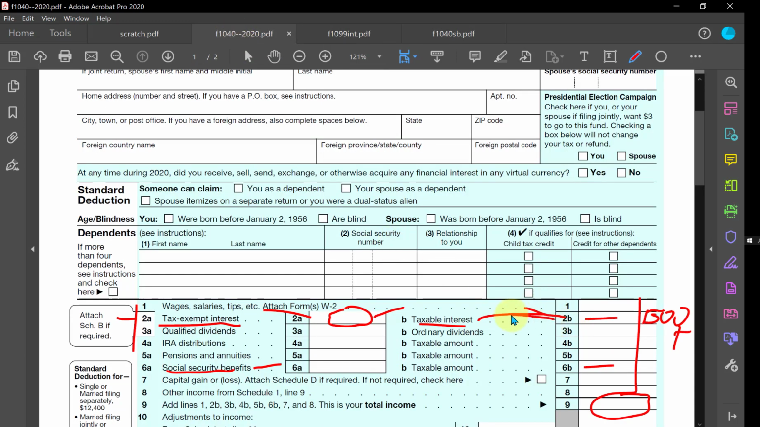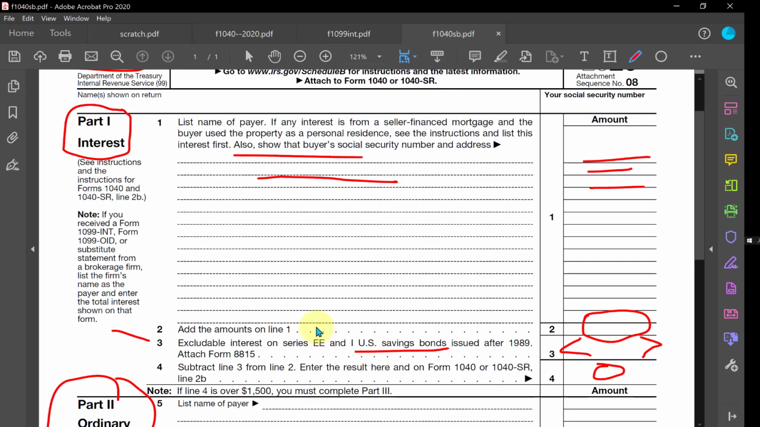Okay, talking about savings bond interest. Again, that's usually the EE bonds or I bonds. Okay? Not treasury bills or notes, but US savings bonds. Usually you don't have to report interest, at least on the EE bonds, until you have the bonds mature or when you cash it in.